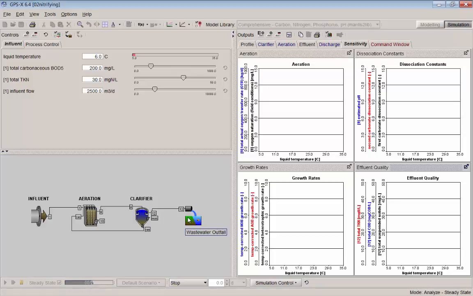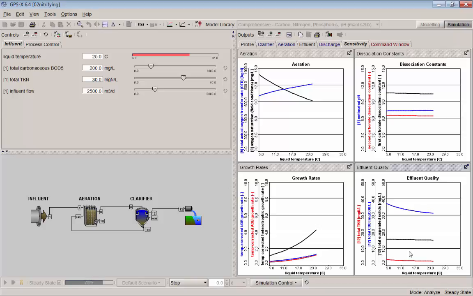So it's going to solve a steady state solution one degree at a time as it moves up. You can see this is increasing the temperature, finding a steady state solution and plotting the concentrations and so on versus temperature. So we can see first of all that, not surprisingly, the effluent quality gets better as the temperature gets warmer. Of course we're getting a little bit better treatment, a little bit more biological activity. So things like the effluent COD and the effluent TKN go down as temperature goes up.